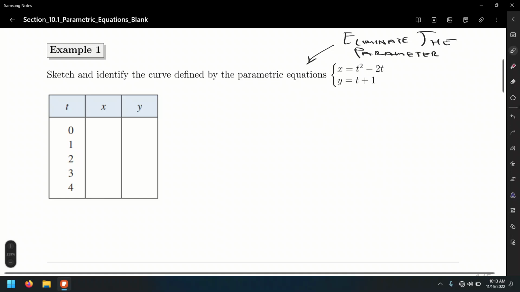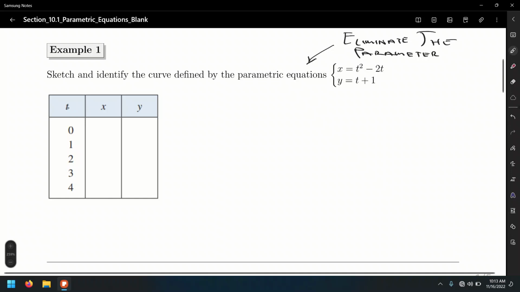So for different values of t, we will be having different ordered pairs again. At different times, a particle is at a different point, at a different ordered pair, or a different position, if you will. All right? And so all we have to do is simply plug in t on both equations.